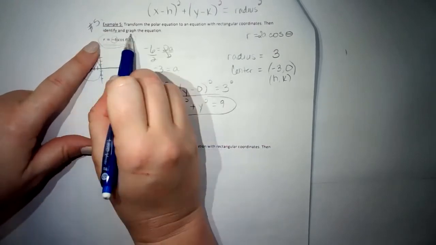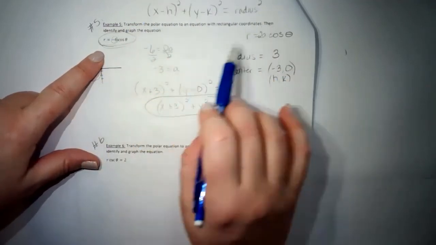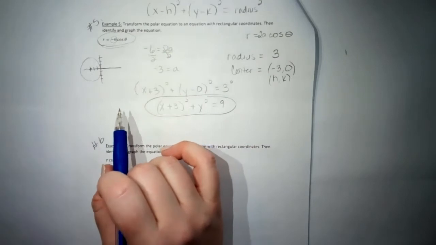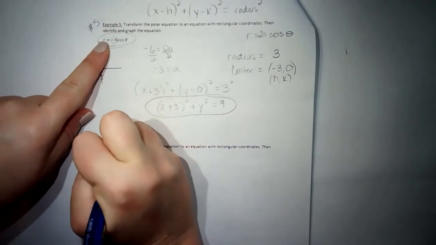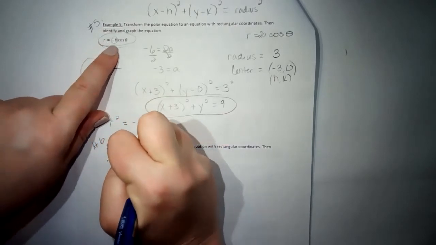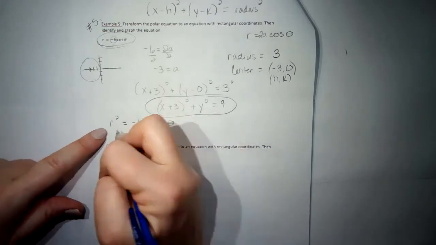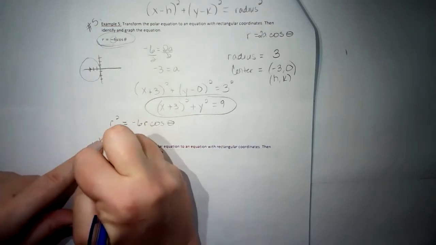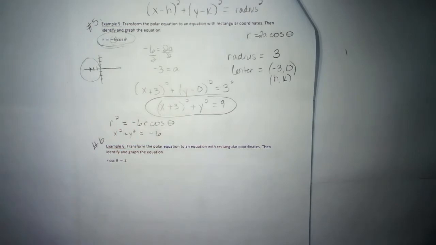If I'm starting with this guy here and I want to change into X and Y's and I don't remember this formula and I don't know any of this information, I'm going to multiply both sides by R. So R times R is R squared. I'm going to throw an R right here between the -6 and cosine. I just multiplied both sides by R. Now I'm going to go over to my formulas and replace anything that I see. So I know R squared is X squared plus Y squared, and I know R cosine theta is X.